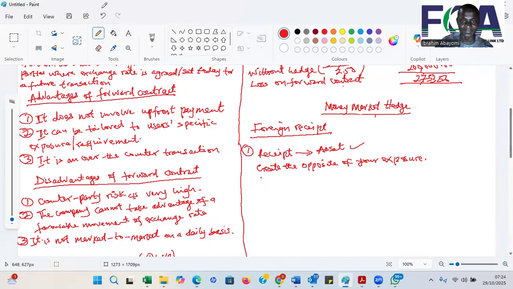Create a liability. Let me call it payment. This receipt, I mean. So I will create a payment. Payment is a liability, right? I have a receipt there, so I've created a liability. Now, how do I create that liability? I will create the liability by borrowing.